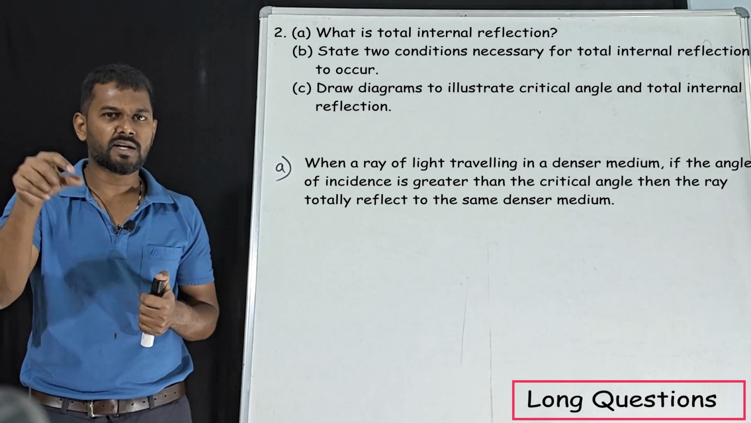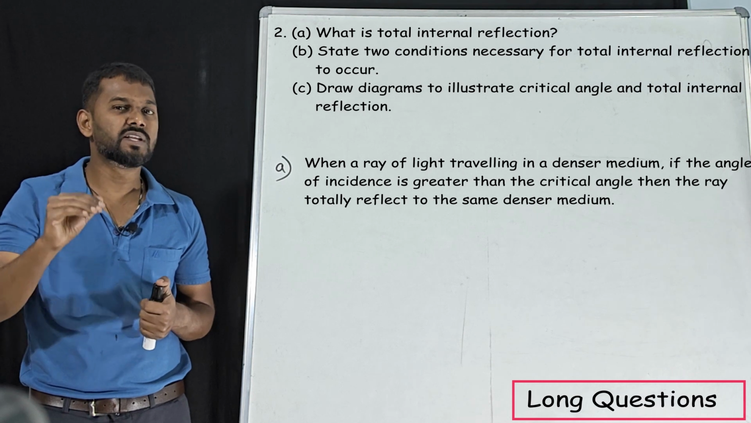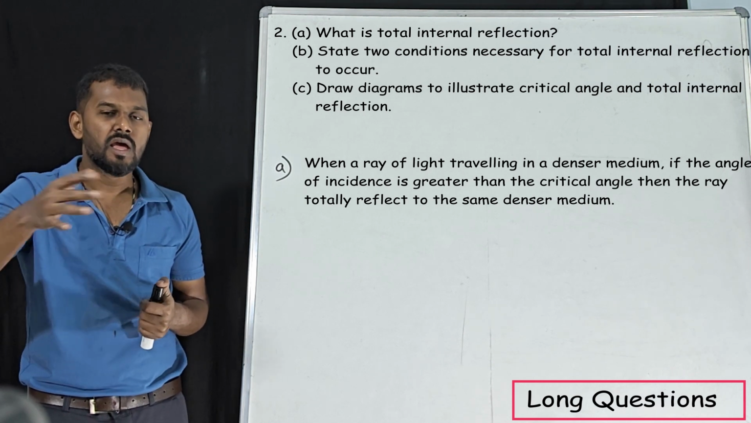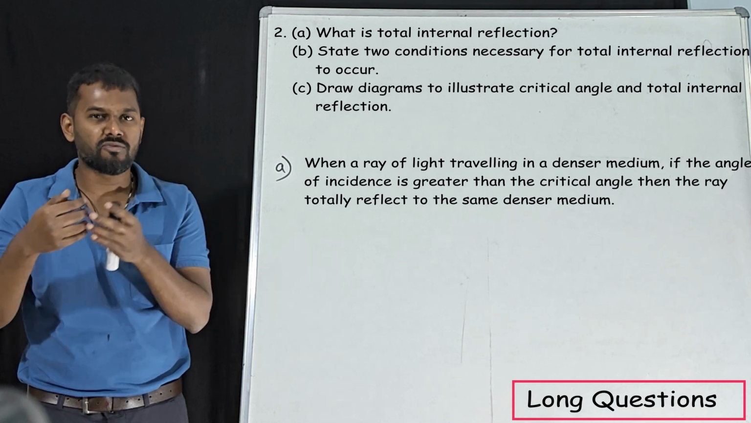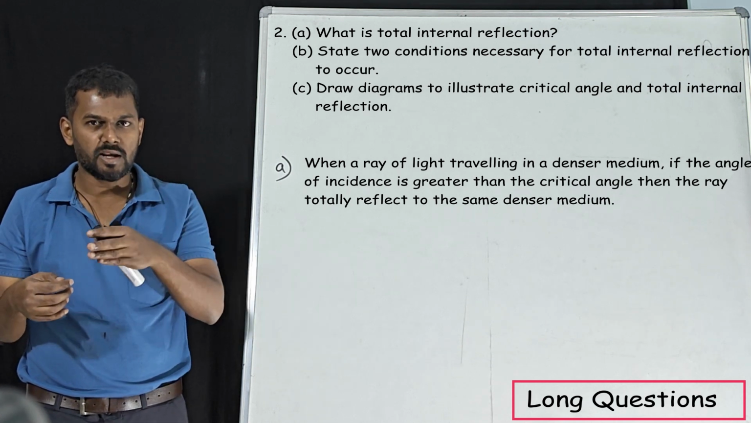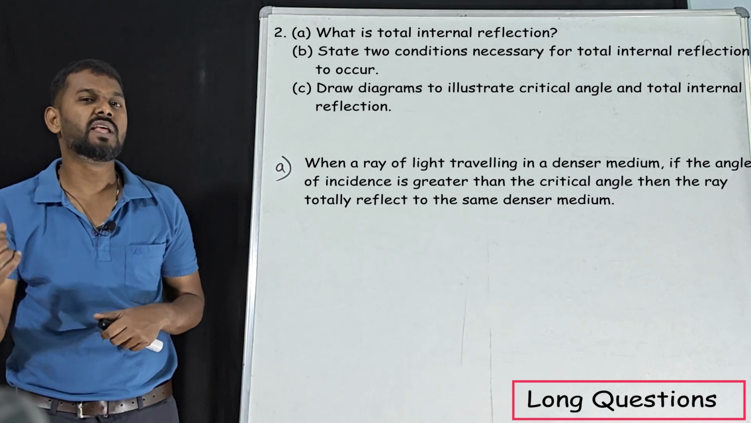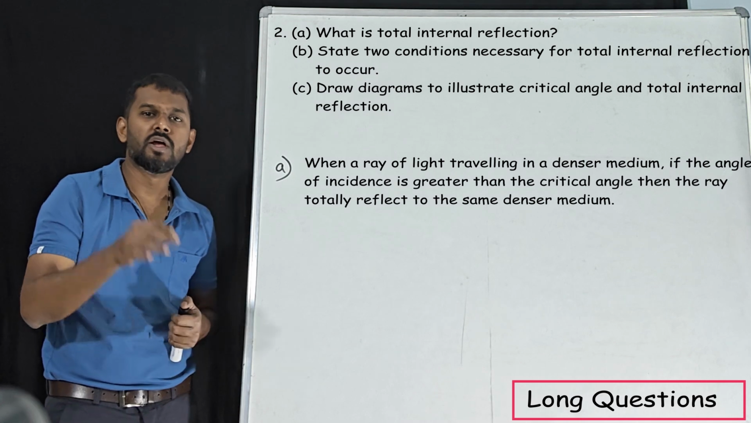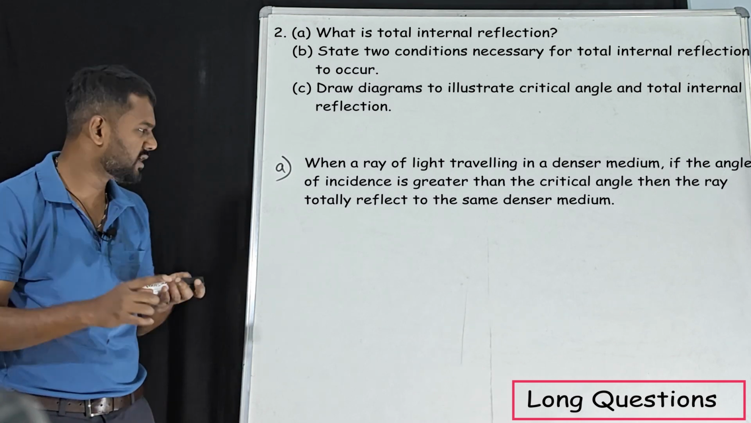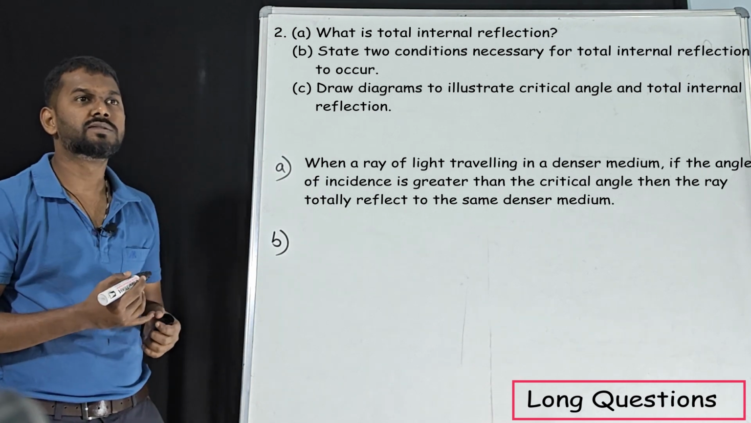Whenever a light ray passes from denser medium to rarer medium, if the angle of incidence is greater than the critical angle, the ray will get completely reflected back into the denser medium. This phenomenon is called total internal reflection. This is the phenomenon. Next, they are asking to state two conditions.